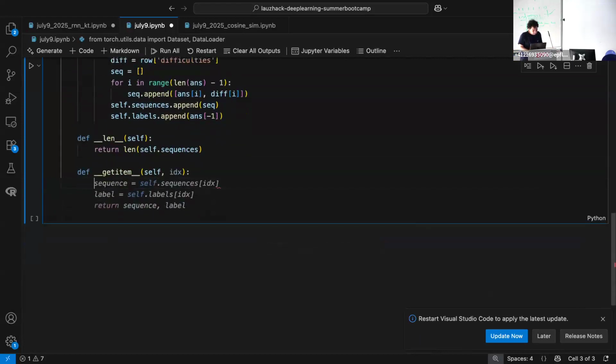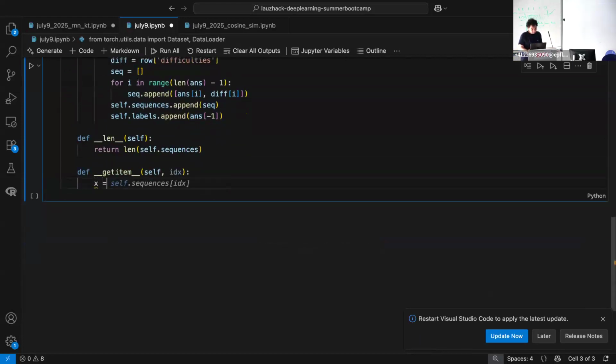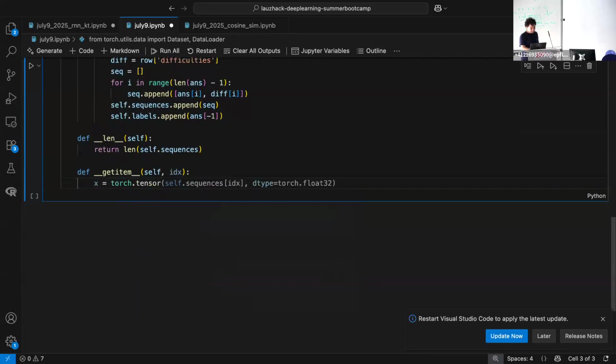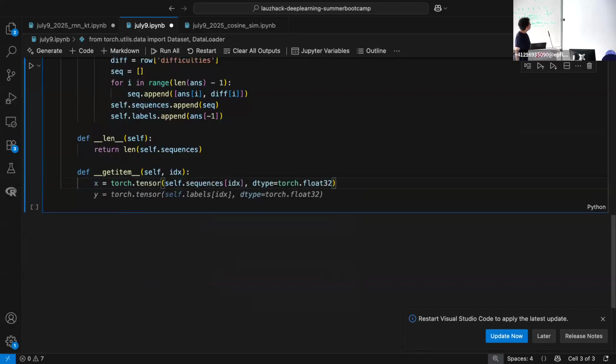And it's very easy. So x is torch.tensor, I will just autocomplete it because that's what I wanted. So X is our input, right? Our input is the tensor of the sequence at the current ID. And also the type is float32 because we always use that for our models. And then we do the same for Y, but with labels. And then we return X and Y.